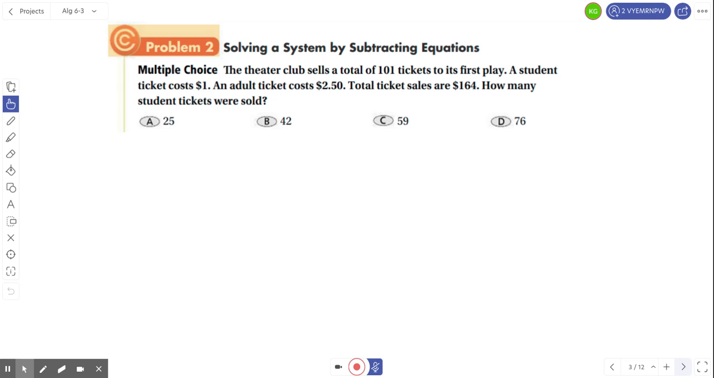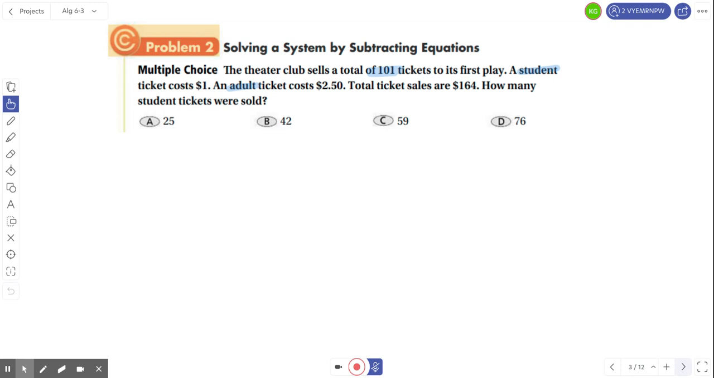So let's read it. A theater club sells a total of 101 tickets to its first play. A student ticket costs $1, an adult ticket costs $2.50. All right. First of all, they sell 101 tickets. We have student tickets and adult tickets. So I'm going to define some variables here.